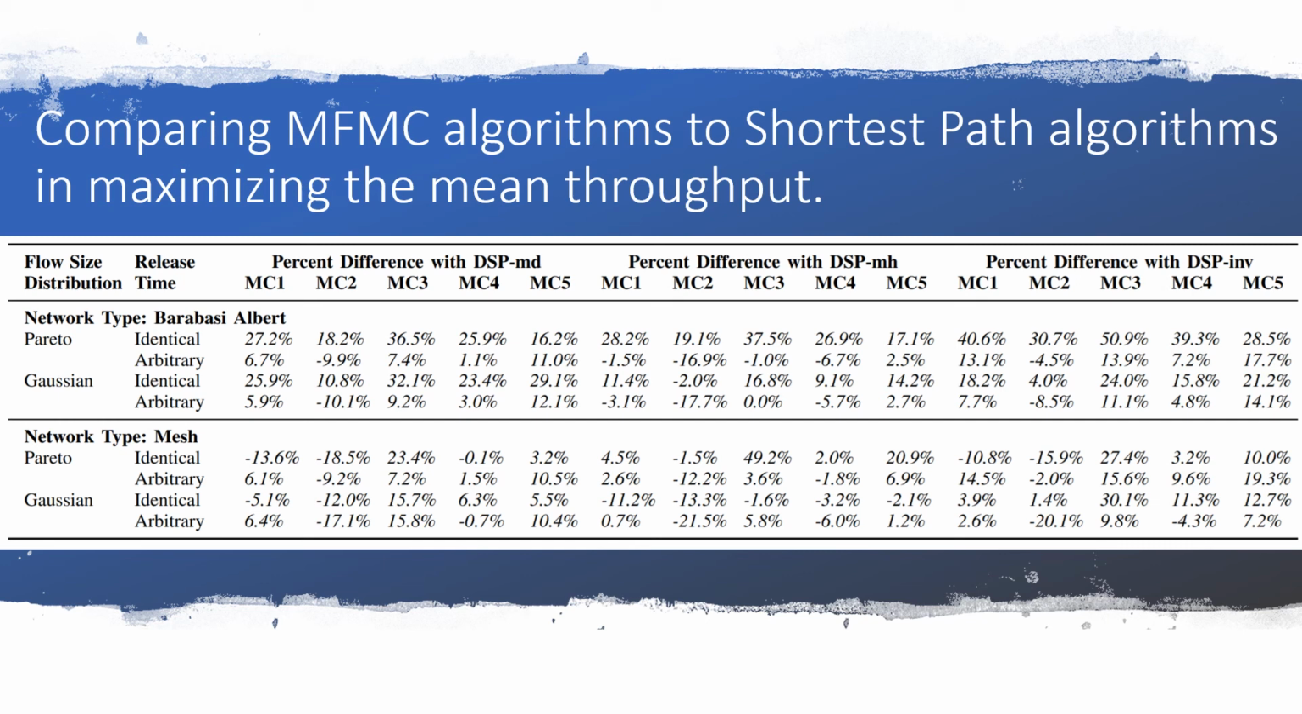In all our simulations, we found that the constraint on flow release time, either arbitrary or identical, didn't have any impact on the evaluation of our objective functions. The min-cut algorithm that chooses its path based on minimum hop performed better in minimizing the mean wait time, minimizing the maximum completion time, and maximizing the mean throughput. However, it has insignificant changes in the mean slowdown.